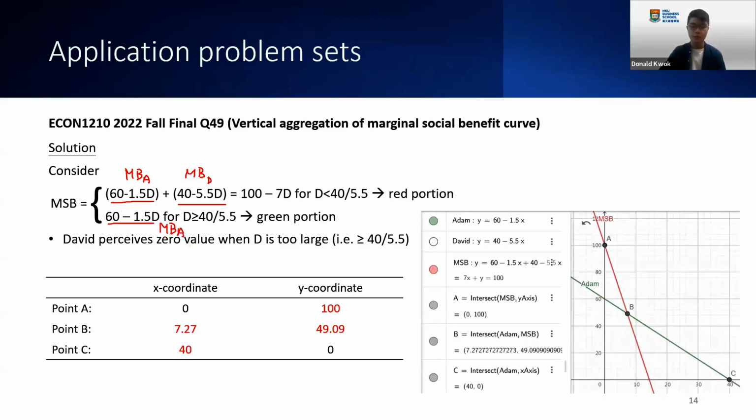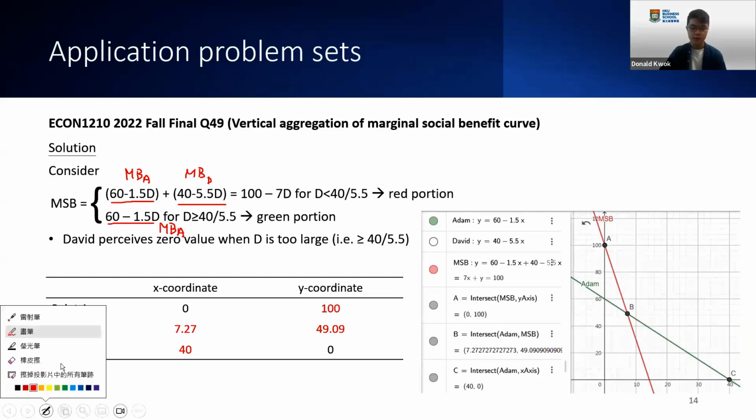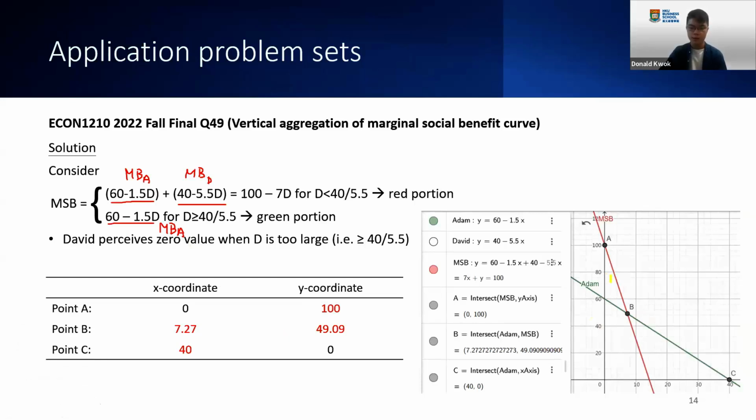To understand the shape of this marginal social benefit curve, we can take a look at the diagram here. When the quantity is lower than 40 divided by 5.5, we use the combined expression. And when the quantity is greater than 40 divided by 5.5, then we just take into account the individual expression of Adam. So the yellow highlighted part is the marginal social benefit in question. So you just map the points A, B, C back into the table given in the question, and you are able to solve the 3 points.